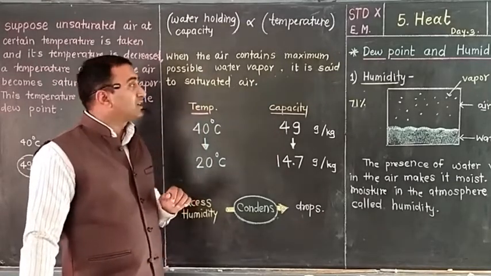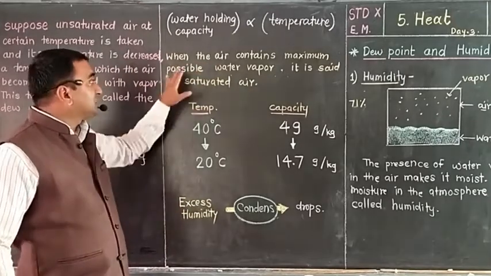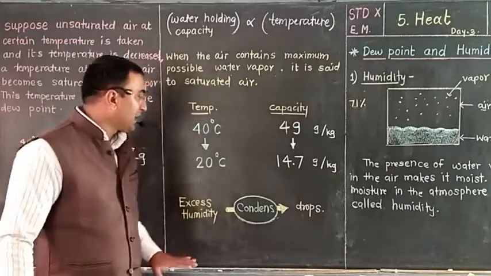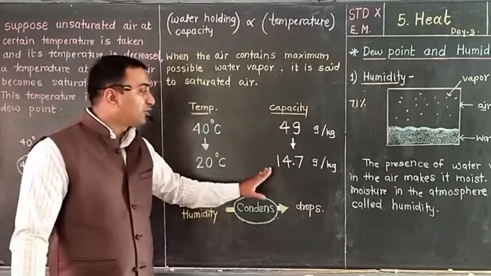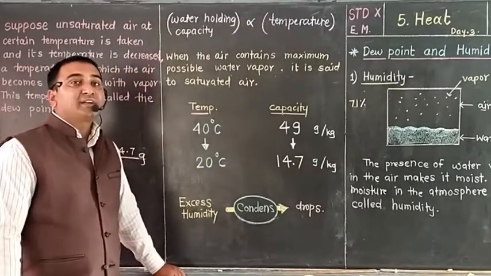Then what is meant by saturated air? When the air contains the maximum possible water vapors. At 40 degrees Celsius, 49 gram. At 20 degrees Celsius, 14.7 gram. Then that air is called saturated air.